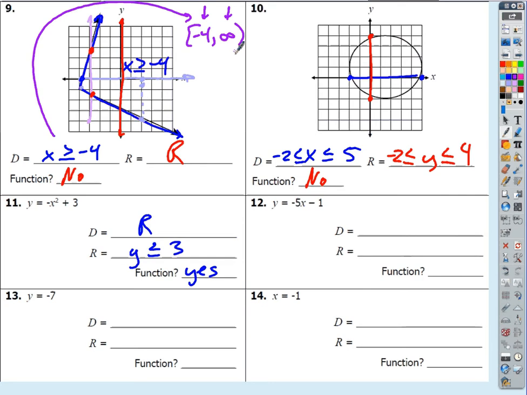Is it a function? No, it wasn't, because there are places where it lines up vertically, right? Where a vertical line intersects the graph in more than one place, so it fails that test. What about over here? Same kind of thing we said.